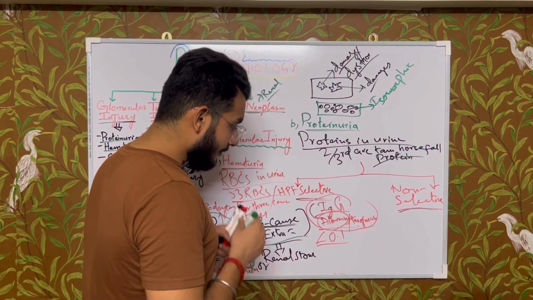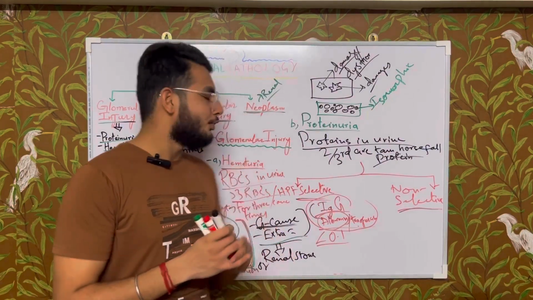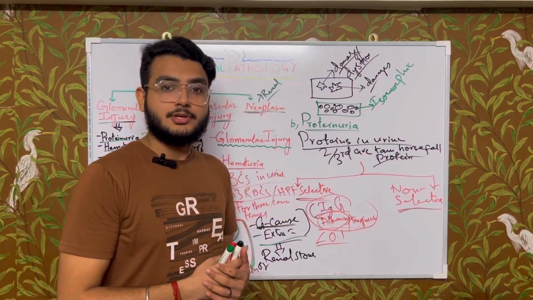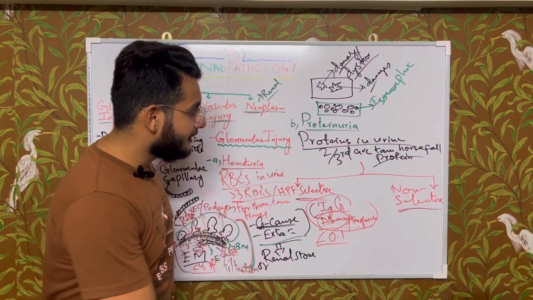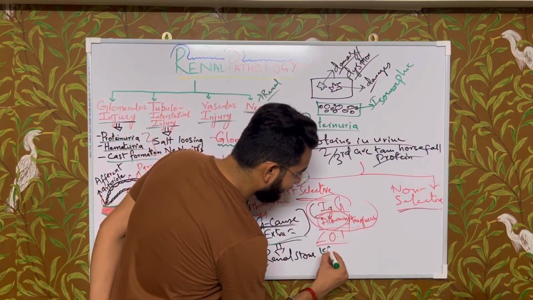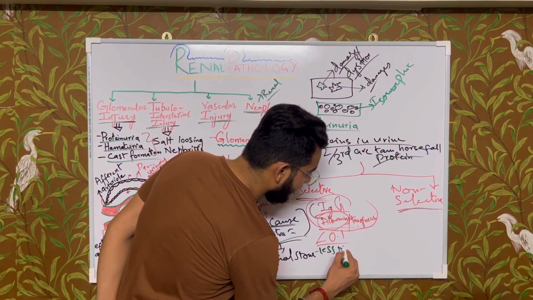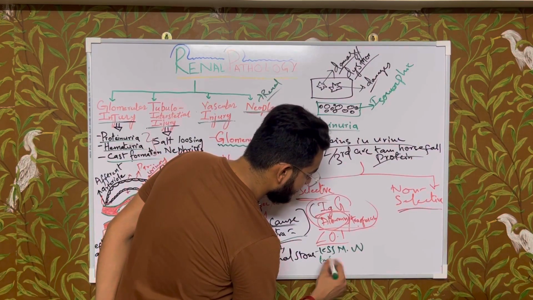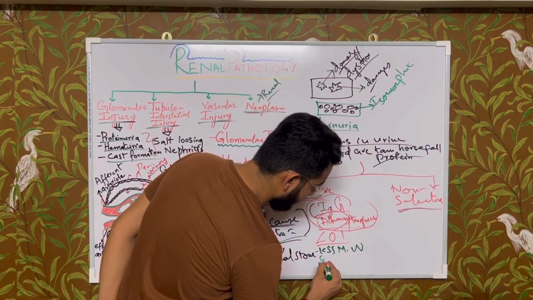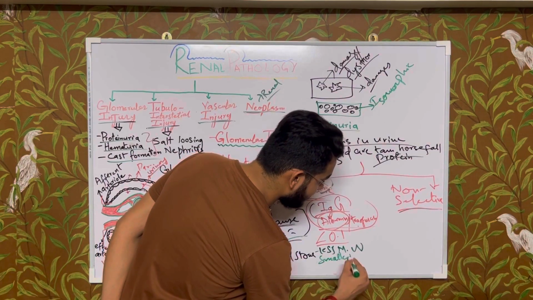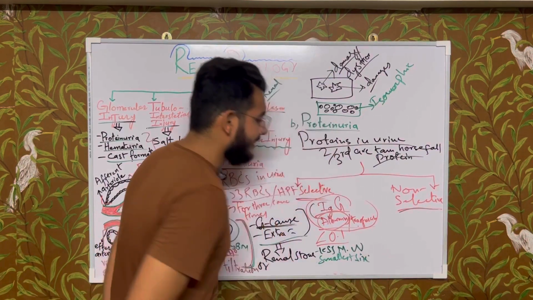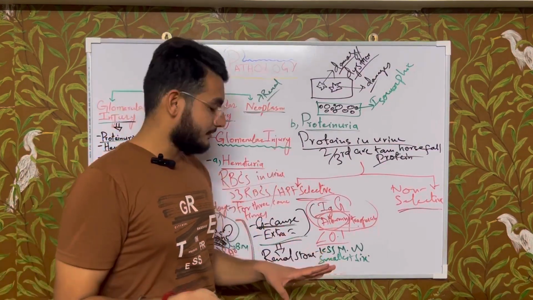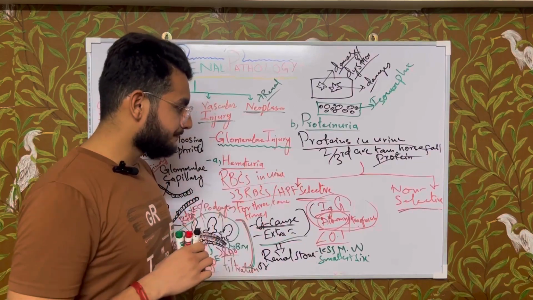Whenever there is any glomerular pathology, it is albumin which appears in the urine first. Why? It's because of its less molecular weight and also its smaller size. It has the smallest size and very less molecular weight, so it appears first in the urine. This must be clear to you.